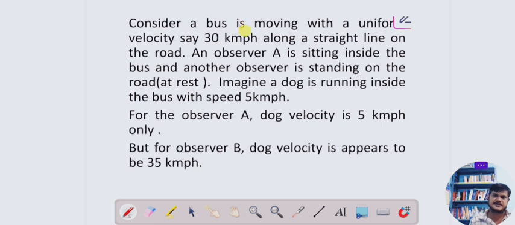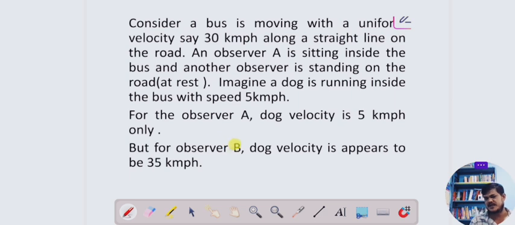Let's say in this scenario a bus is moving with a uniform velocity, say 30 km per hour, along a straight line. Observer A is sitting inside the bus. Observer B is standing on the roadside, clearly at rest. Imagine a dog is running inside the bus with a velocity of 5 km per hour. Actually, inside the bus, the observer can watch the dog moving at 5 km per hour only.